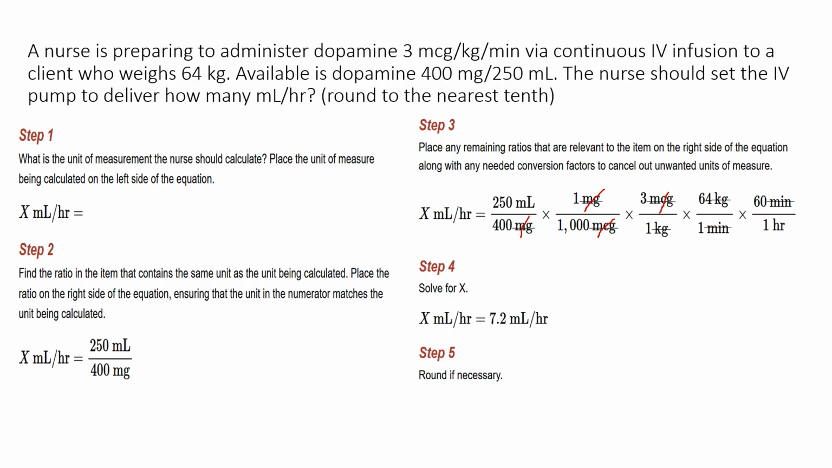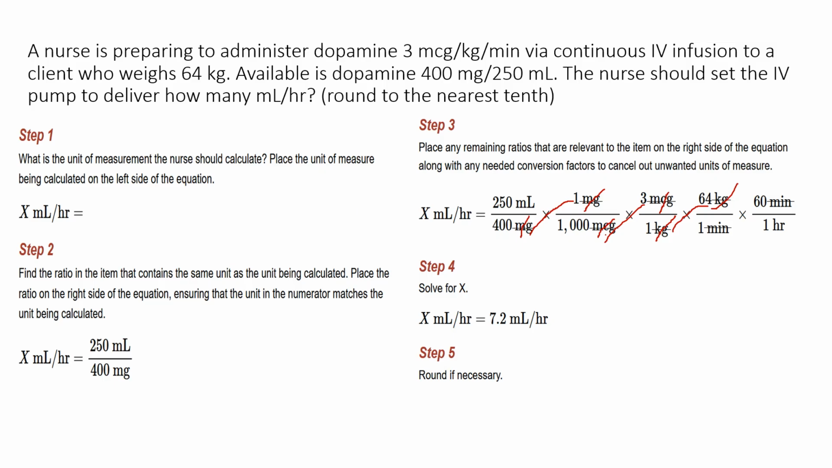You got to make sure that these units are going to be aligning up, right? So now we have 1 kilogram. So the patient weighs 64 kilograms, so we're going to line that unit up with the 1 kg. So we have 64 kilograms over 1 minute. So now that we have that, we're going to cancel out the kilograms. Okay, we're going to move on.